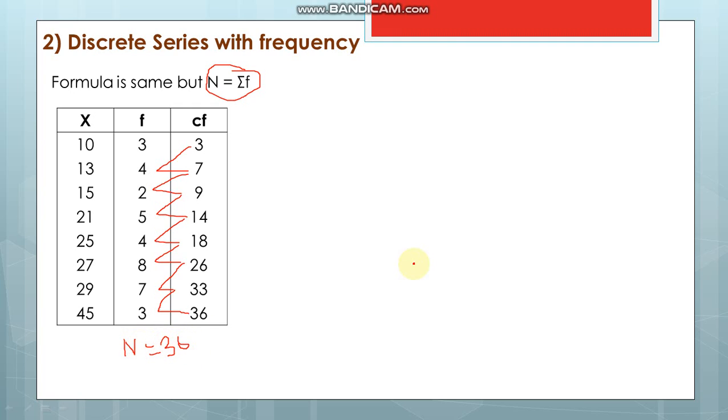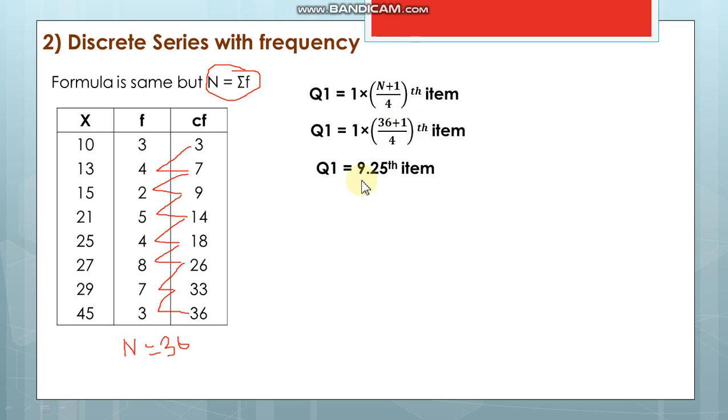My formula remains the same. Quartile 1 is 1 into n plus 1 by 4th item. Now what is my n here? 36. So 36 plus 1 by 4th item. What is that? The 9.25th item. Now where does the 9.25th item lie? Finding the quartile here is even simpler. What is my 9.25th item? This cumulative frequency 9 holds up to the 9th item. I need the 9.25th item, so it must be lying somewhere here.